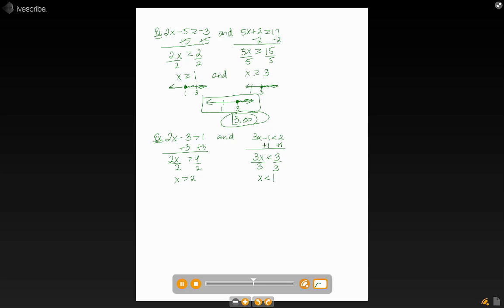So now, I'm going to go ahead and do 3 graphs again, if that's okay. I'll do a graph for this left guy, a graph for this right guy. The left guy looks like 2. Shade to the right, but don't include it.